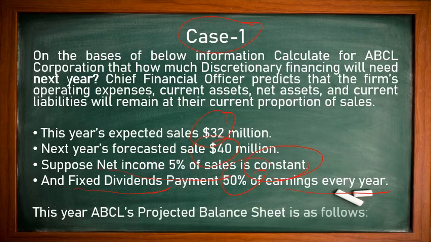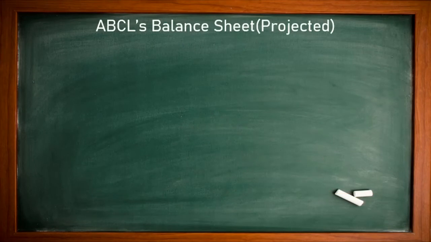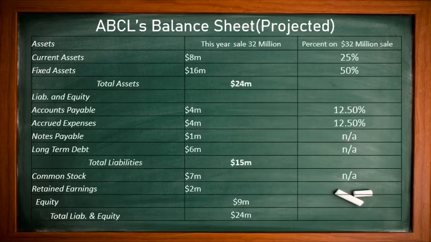This year's ABCL projected balance sheet is as follows. ABCL balance sheet on a projection basis. We have three columns here. The first column is the assets and liabilities column, mentioning assets and liabilities along with the equity. The second column is based on this year's sale, that is 32 million. And now we are going to identify the percentage on 32 million sale.